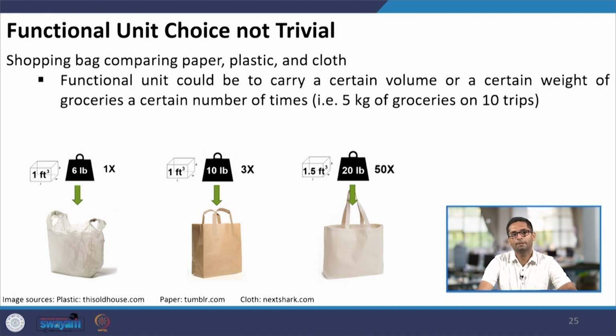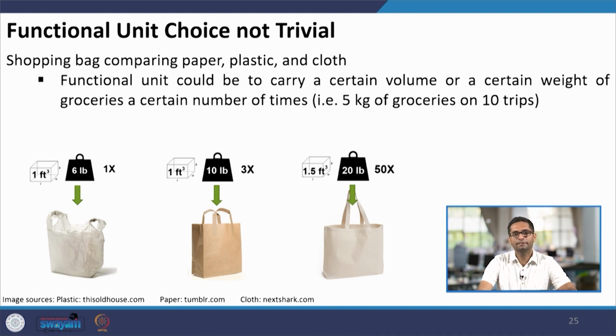Compare that with a paper bag, which I can reuse at max 3 times, and the volume capacity remains the same, whereas the weight capacity is a bit higher, at 10 pounds. So the plastic bag was 6 pounds, and a paper bag can handle 10 pounds. Further, if I talk about the cloth bag, maybe I can use this for 50 times before it wears and tears. The volume capacity would be a bit larger, at 1.5 feet cube, and the weight carrying capacity could be almost 20 pounds.